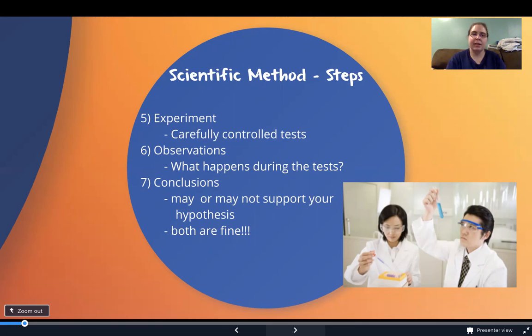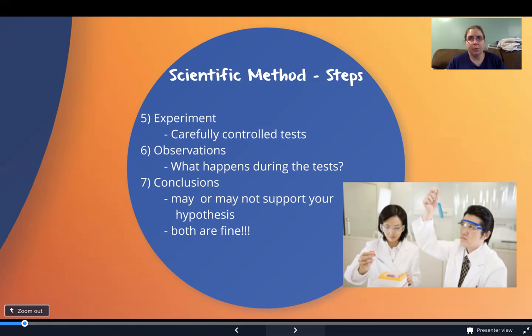But I would set that up and then I would measure the growth, or not the growth of the plants, but the degree of greenness in the plants. And once I have my experiment set up and I'm running it, that takes us to the next step, which is observations. I'm going to observe what happens during the experiment. In other words, I'm going to collect data.